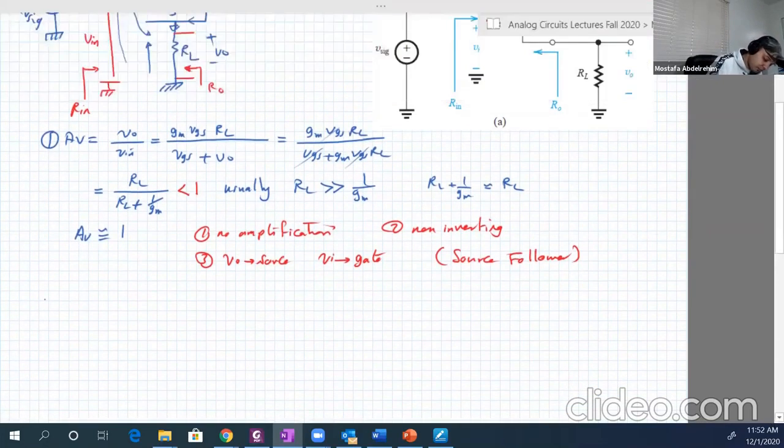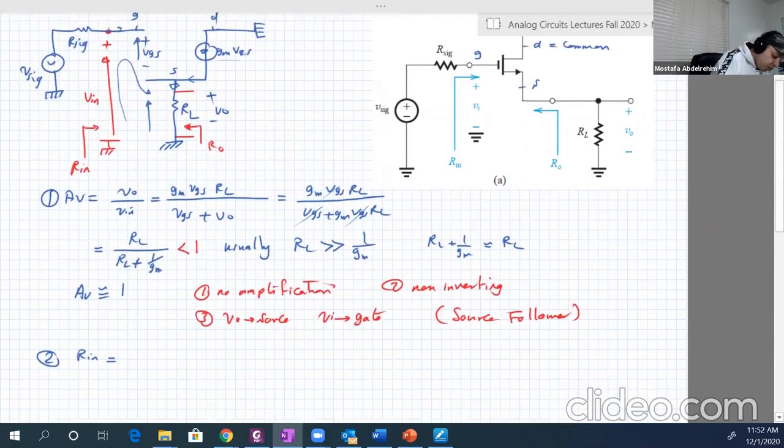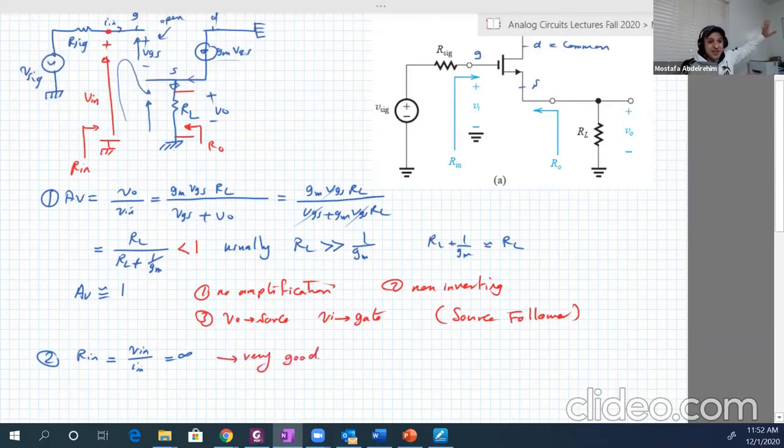Number 2, R input. So R input is basically V input over I input. It's equal to infinity because I input is 0. It's an open circuit here, which is very good. And remember, the common collector amplifier, or the emitter follower, also has very high input resistance. So far so good.